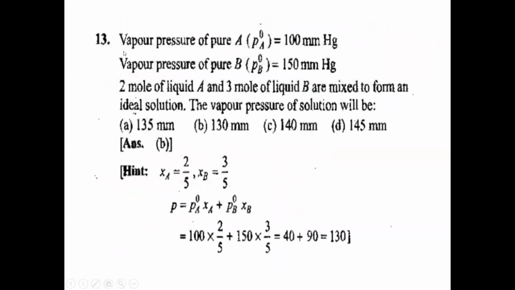So the next example. What is given here? Vapor pressure of pure liquid A, PA naught, is 100 mm of mercury. Vapor pressure of pure liquid B, PB naught, is 150 mm of mercury. Number of moles of A is 2, number of moles of B is 3. So 2 moles of liquid A and 3 moles of liquid B are mixed to form an ideal solution.